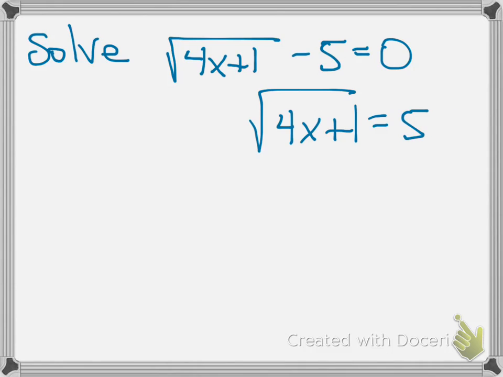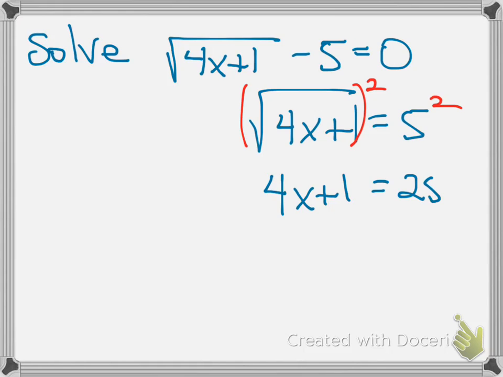Now at this point, what we need to think about is that we're trying to solve for x, and in order to do that, we need to get rid of this square root on the left side of our equation. So the inverse of the square root of something is to square that thing. So what we're going to do here is we're going to square both sides of our equation. The square root of something squared is just the thing. So all we're left with on the left side of our equation is 4x plus 1. When we square 5, of course we get 25.